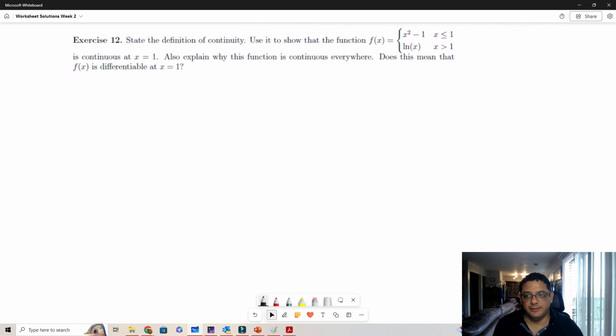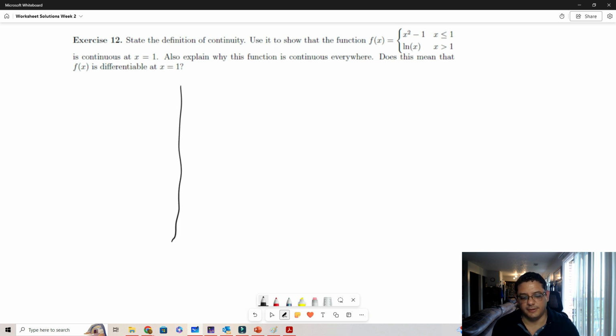Now, last but not least, we have the exercise for continuity. We have the function f of x equals x squared minus 1 and log of x, and they are split by the number 1. So when x is less than 1, we have x squared minus 1, and we have log of x when x is bigger than 1. So clearly both of these functions are continuous. The problem is 1. The joining point is where we have the issue, right?